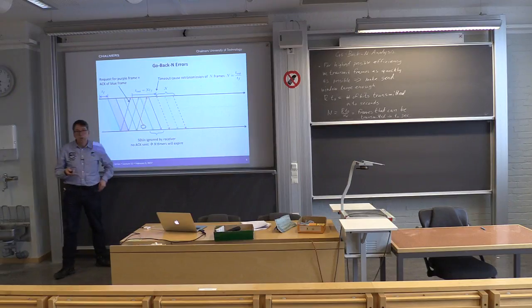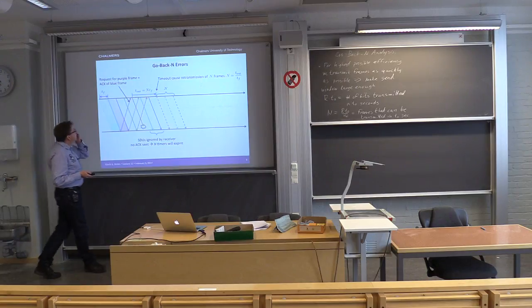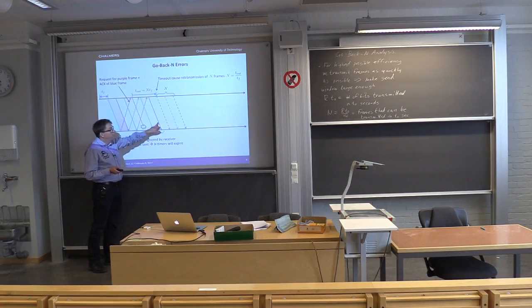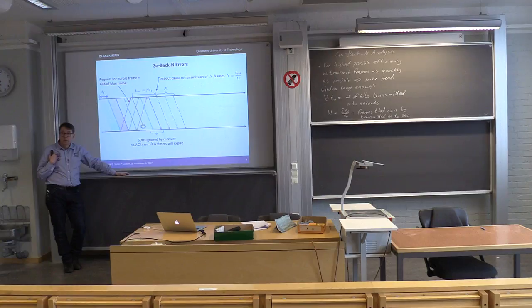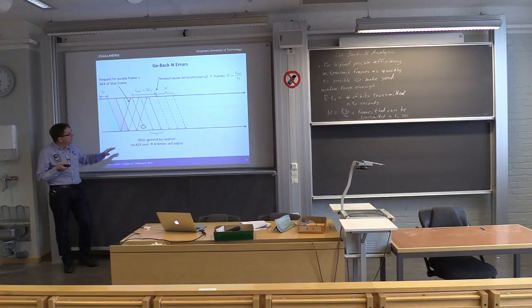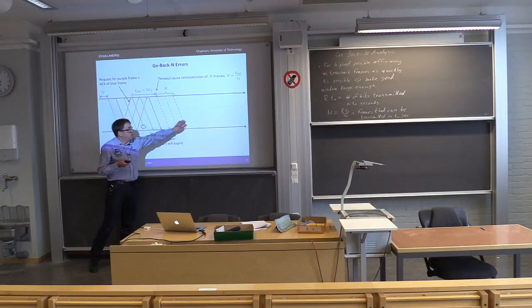How many frames do we need to retransmit? N frames. What is N? N is the number of frames that could be in transmission at the same time before they are acknowledged, right? So we can transmit 1, 2, 3 frames before we get back an acknowledgement of the first frame. Questions? Okay. So here we see that one single frame error will cause N retransmissions.